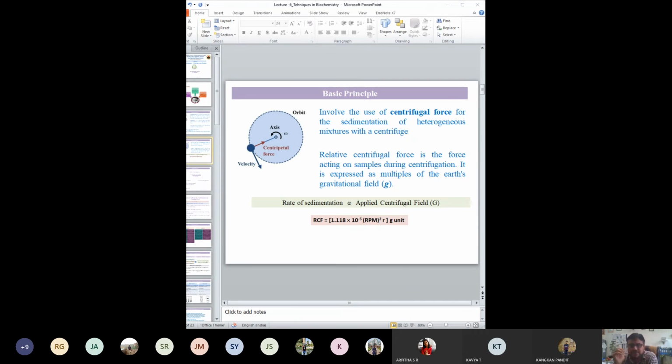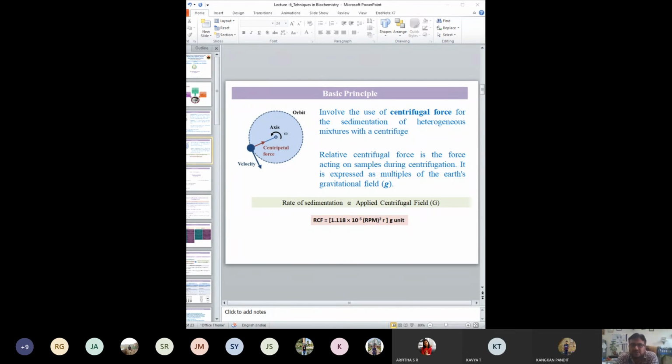Many times people ask whether RCF is directly proportional or inversely proportional. So you should know that RCF is directly proportional to the RPM. It is directly proportional to the radius of the rotor and the radius of the particle which you are going to separate.